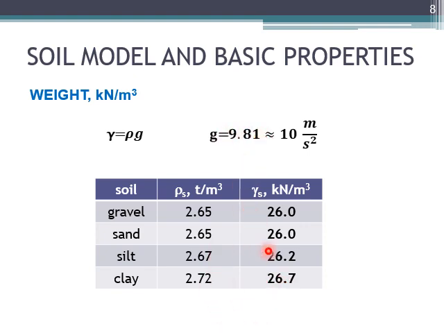Basically you see that it is simply multiplied by around 10, so it's very simple to calculate the unit weight. What is very important is the unit. The density is expressed in tons or kilograms per cubic meter, while the weight is expressed in kilonewtons per cubic meter. So it is the unit of force over the unit of volume. The weight is always used if you want to calculate the stresses in the soil mass.